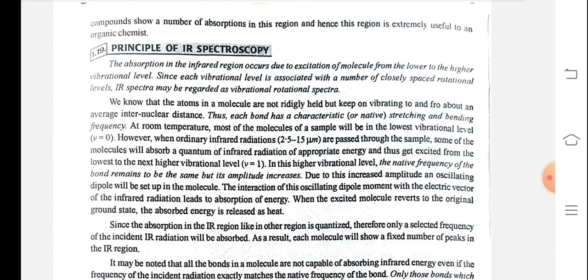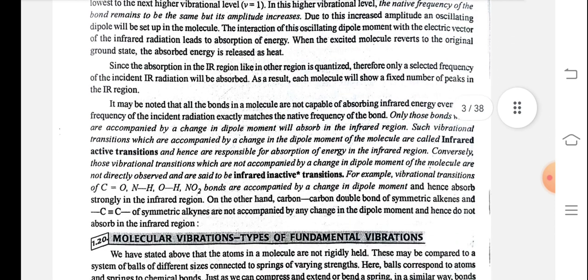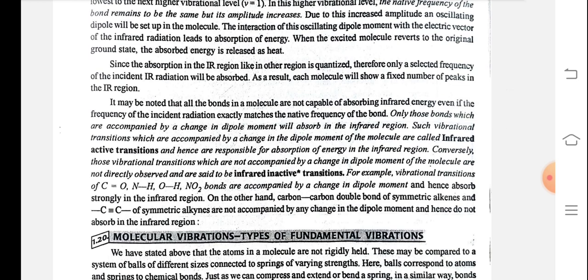The interaction of this oscillating dipole moment with the electric vector of the infrared radiation leads to absorption of energy. When the excited molecule reverts to the original ground state, the absorbed energy is released as heat. Since the absorption in the IR region, like in other regions, is quantized, only selected frequencies of the incident radiation will be absorbed. As a result, each molecule will show a fixed number of peaks in the IR region.